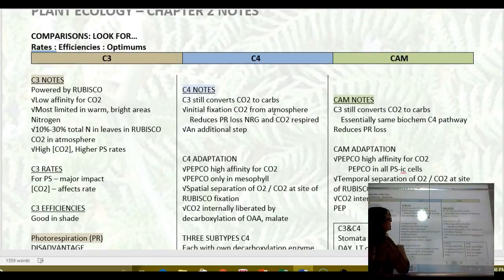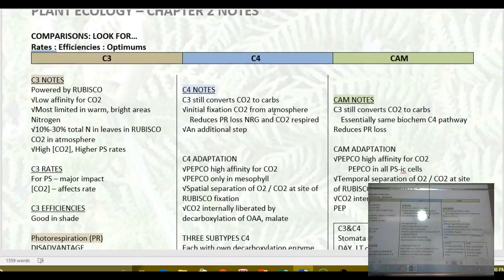CAM notes are C3 is still converted to CO2 carbs, essentially the same biochemical pathway as the C4. You get a C3 PEP, add a carbon, becomes OAA. OAA to malate, we saw that, right? And then malate in the CAM gets stored, or malate gets shuttled from the mesophyll to the bundle sheath cell, where it drops off that carbon dioxide. Okay, so distinct differences, but definitely very similar to the way they do things between C4 and CAM.